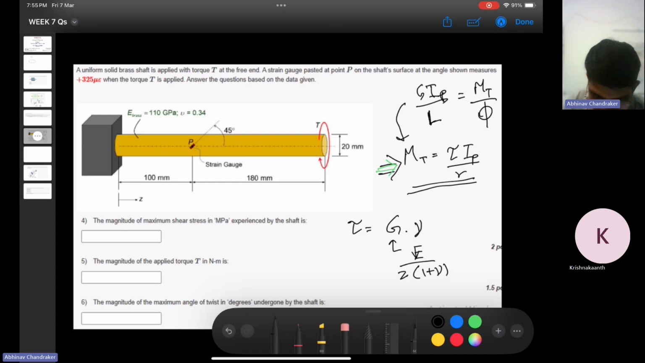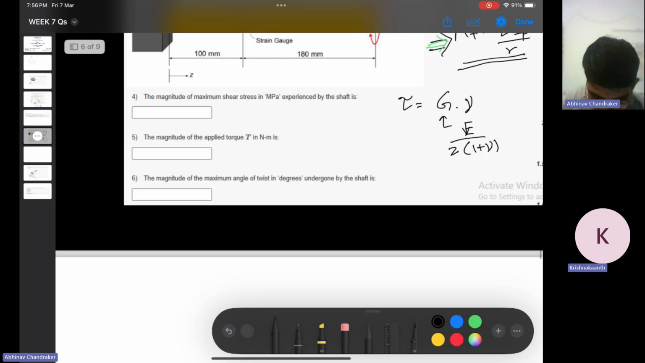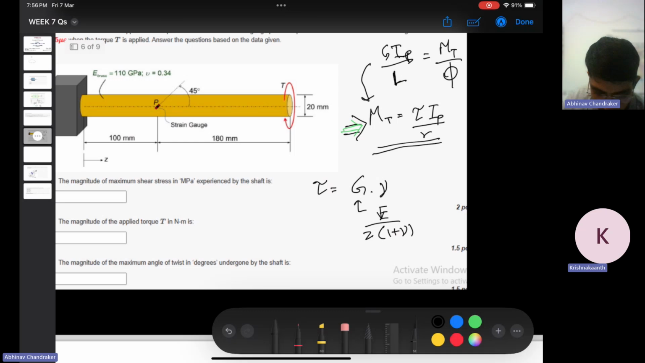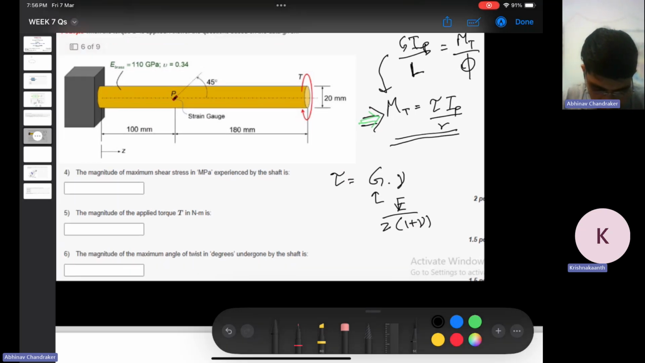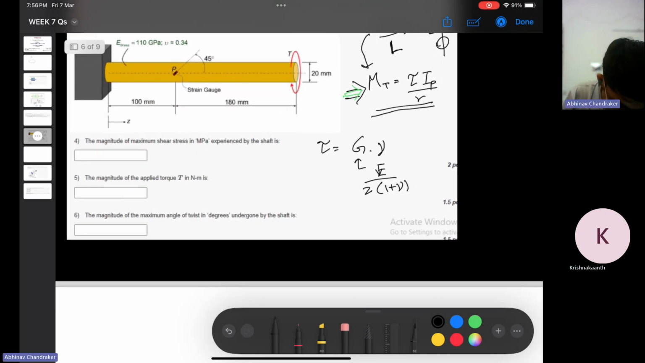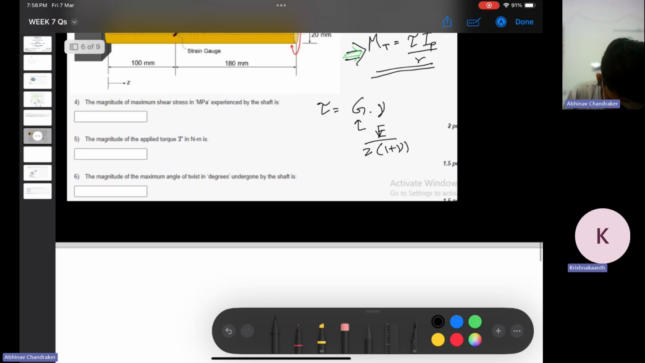So this is just another form of this other equation because phi by L is constant, and so since tau is equal to G phi by L, tau is equal to G into d phi by dz, which can be written as G into phi by L. So okay, using that you can calculate T, the applied moment.